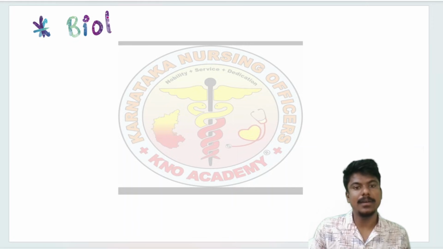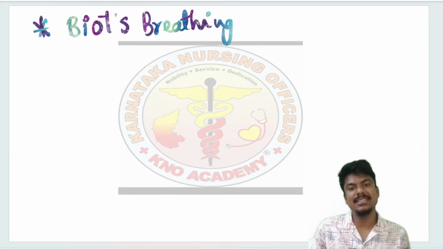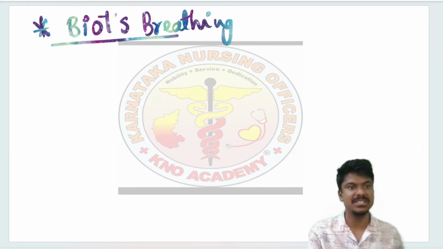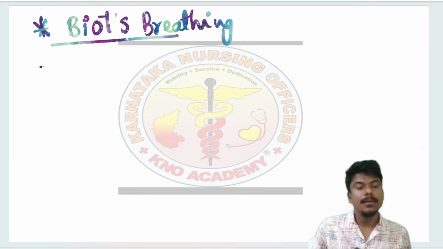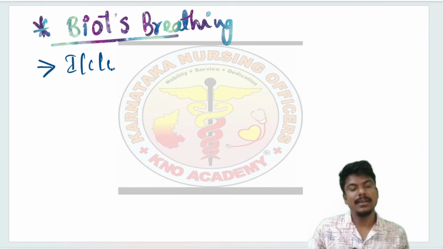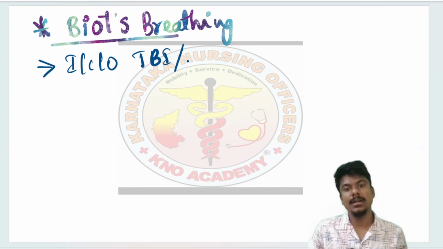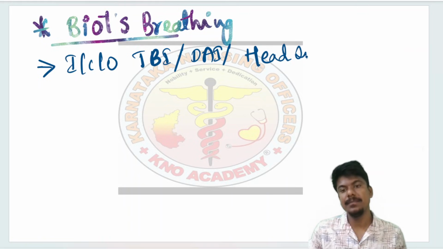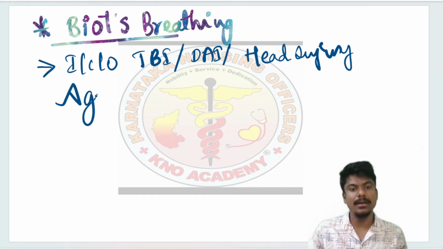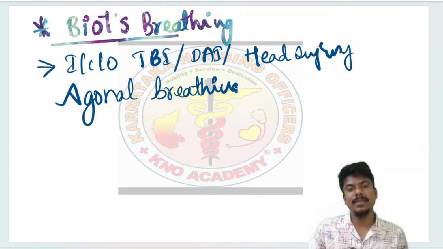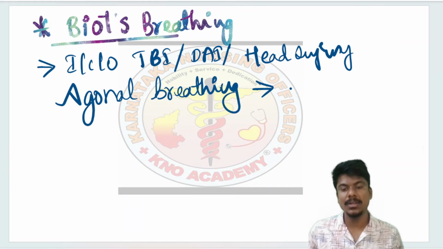First option is Biot's breathing. Biot's breathing is seen especially in head injury patients, in traumatic brain injury or diffuse axonal injury cases, or any kind of head injury. In head injury there will be agonal breathing, meaning periods of breathing, then again periods of apnea. Especially this is due to damage to the respiratory centers in the brain.